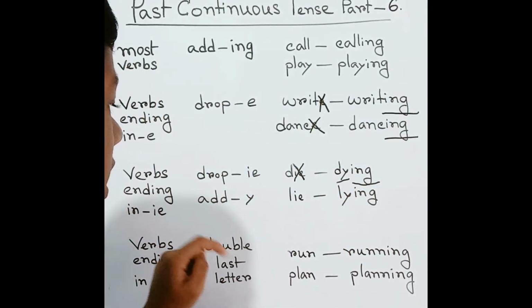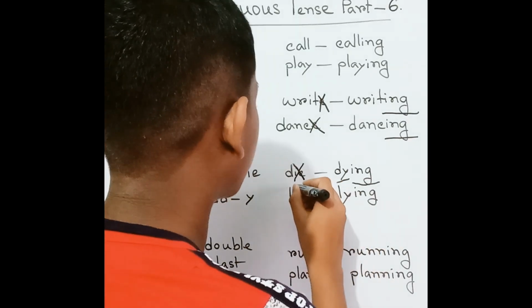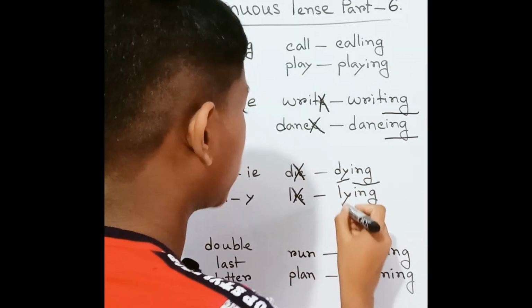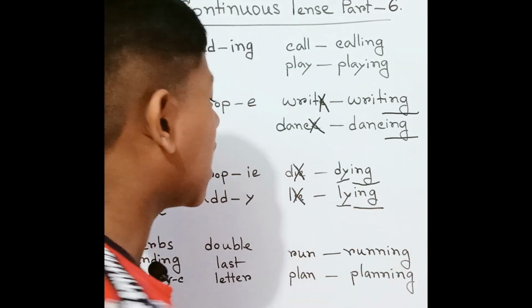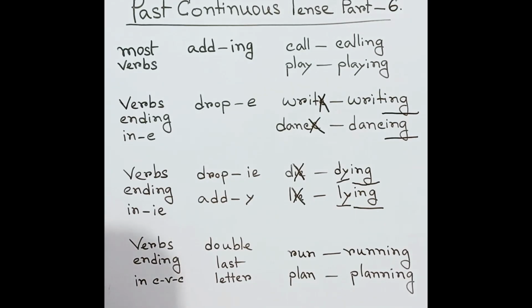Same here, we can see lie becomes lying. We have to drop the IE, then add the Y, then add the ING. We have understood these simple rules. Then let's see another rule here.